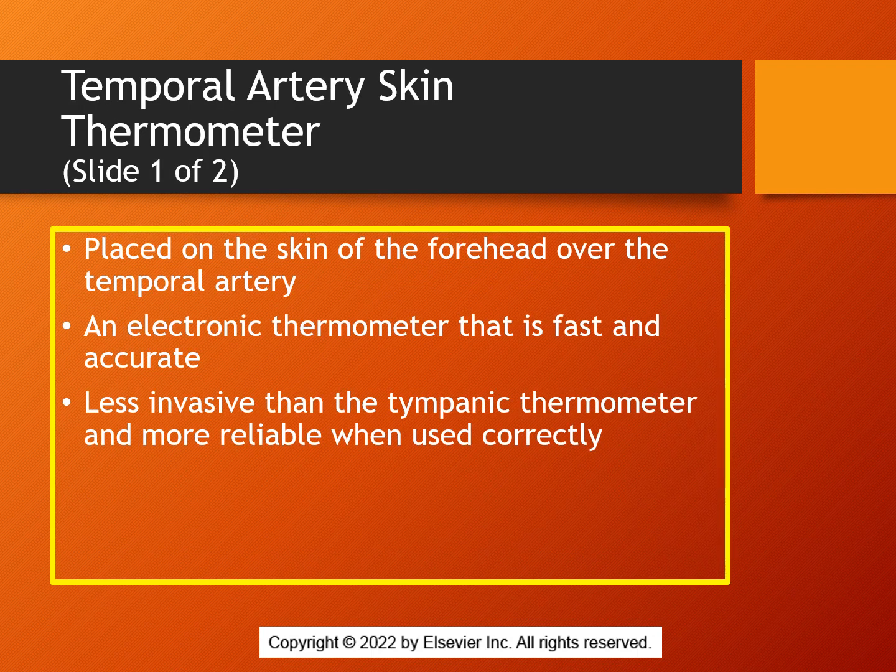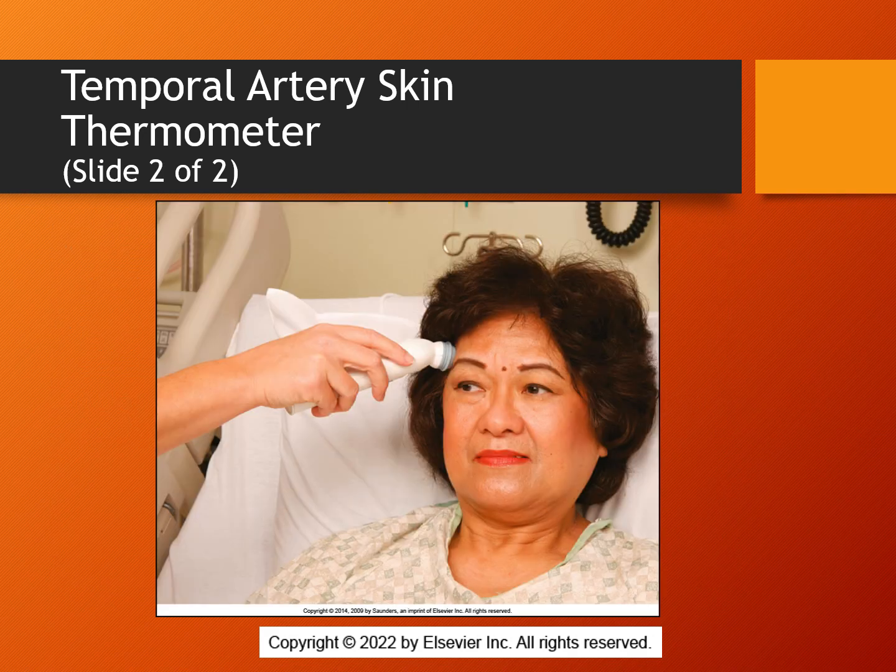You've got a temporal that's placed on the skin of the forehead over the temporal artery. It's less invasive than the tympanic. And tympanic isn't terribly invasive, but it says it's more reliable if you use it correctly. You see this a lot in doctors' offices now, where they hold it and then they run it down, and it gives the temperature.